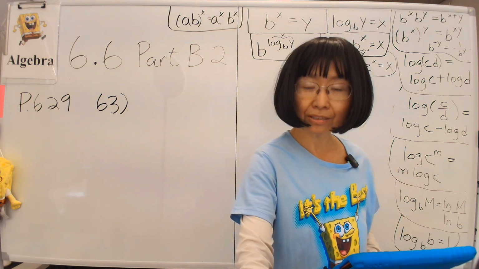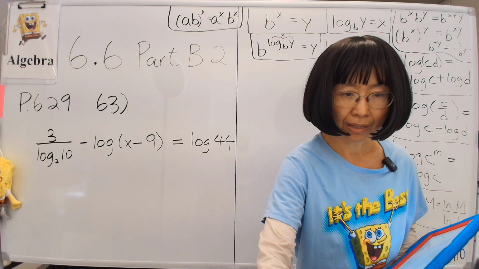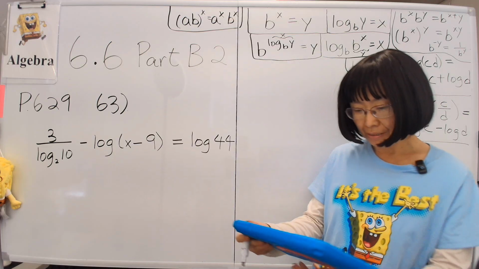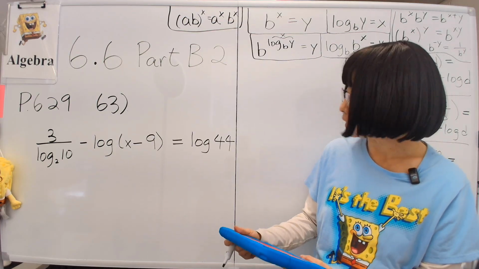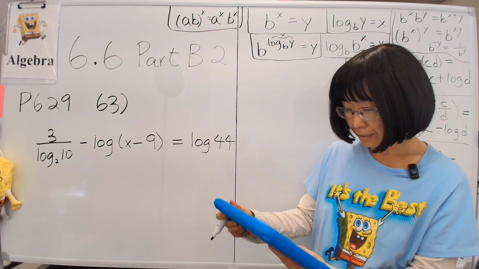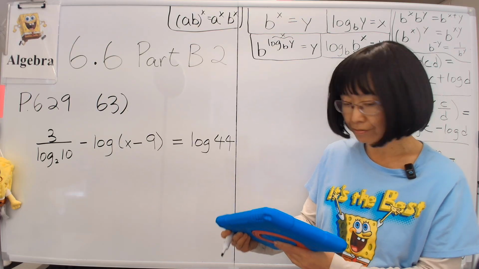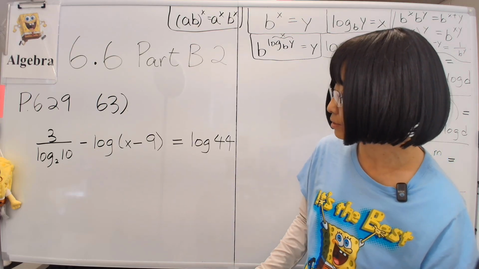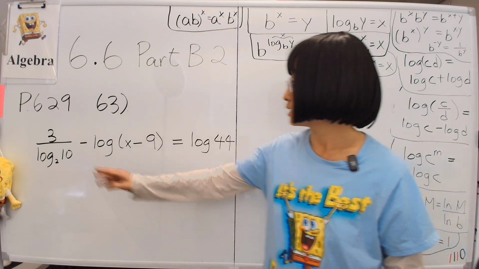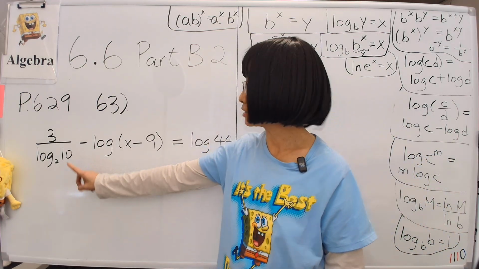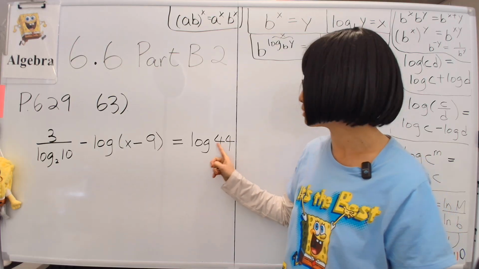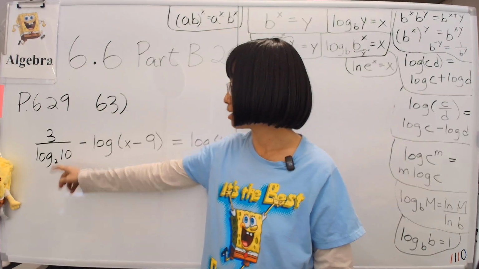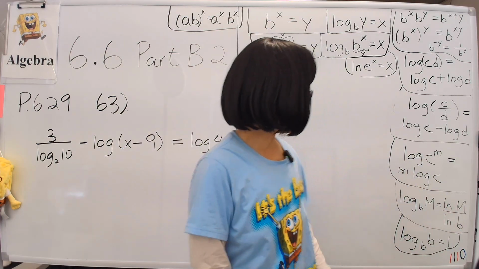And so next, let's look at problem 63. Problem 63 says 3 over log base 2 of 10 minus log of x minus 9 equals log 44. Now notice that there is a slight difference in this problem compared to the others. We have log with nothing written down, which means base 10, and then suddenly there's a log base 2 popped up.